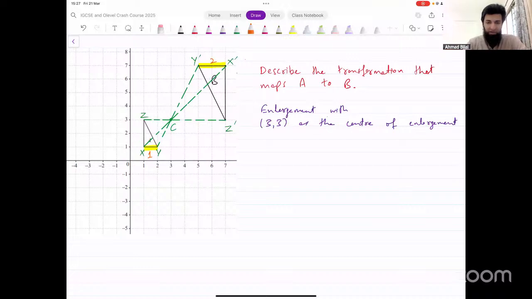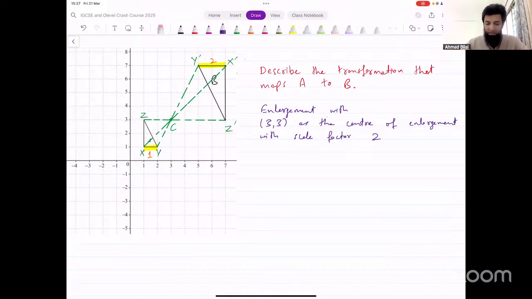In the original figure, the smallest side was 1 unit. In the enlarged figure, the smallest side is 2 units. So it is getting multiplied by 2. Okay. So we can say the scale factor is either plus or minus 2.